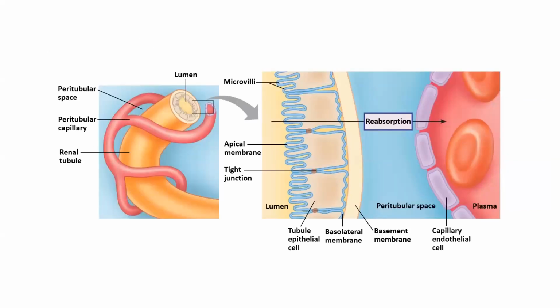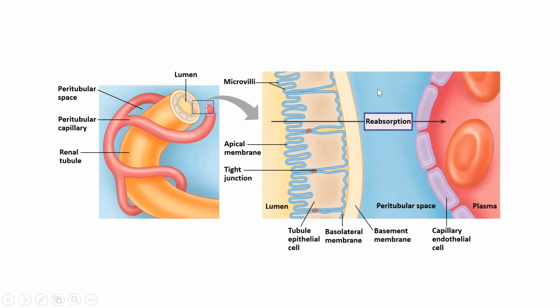Okay, so let's describe that here. If we look more closely at this relationship, we've got the lumen of the tubule, which is here. This is where the filtrate is. We've got the epithelial cell that lines the proximal tubule. We've got the basement membrane of that tubule.